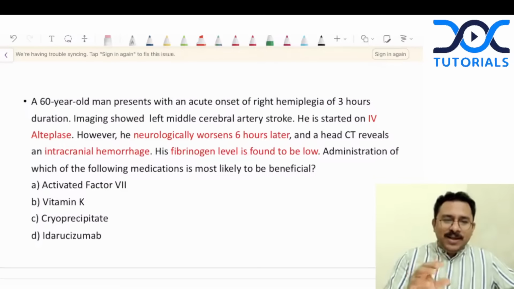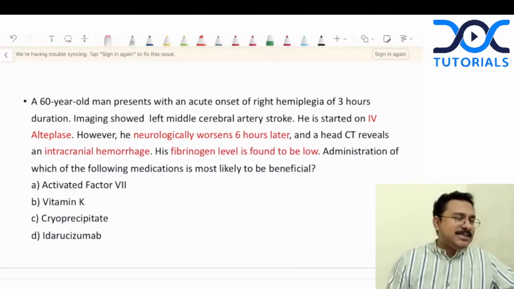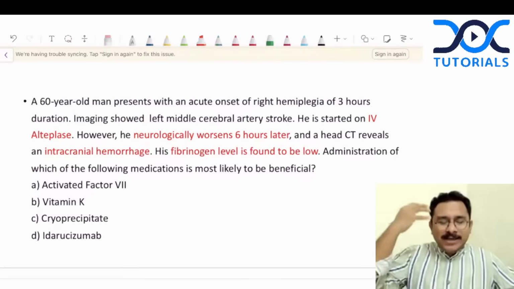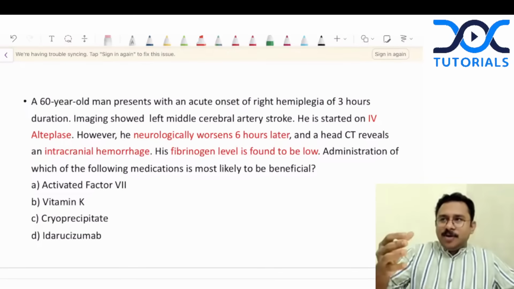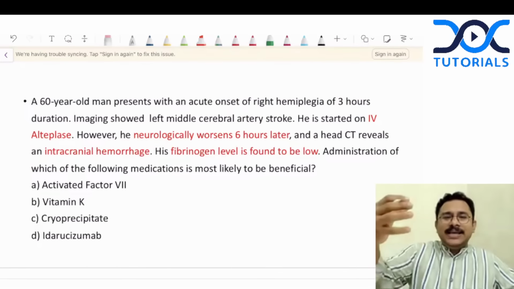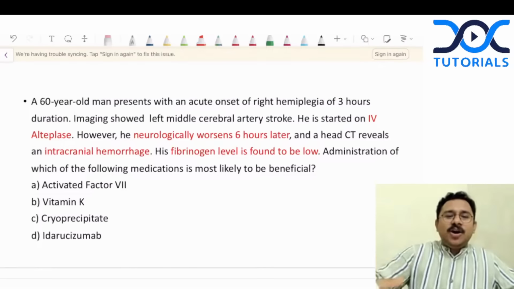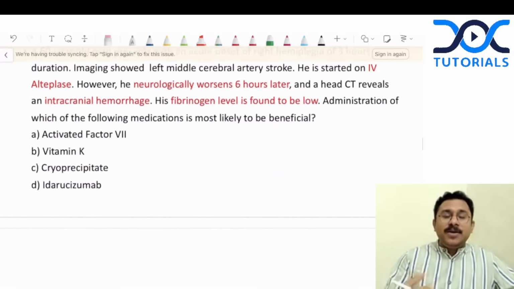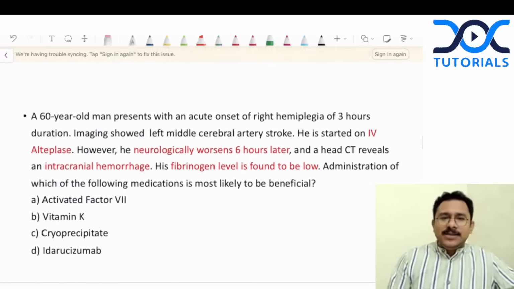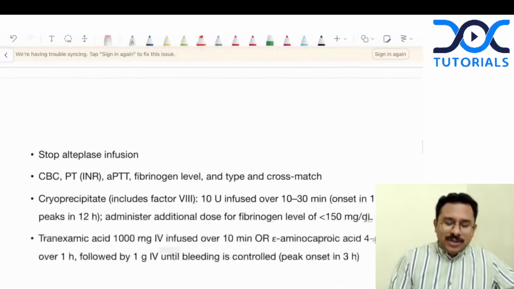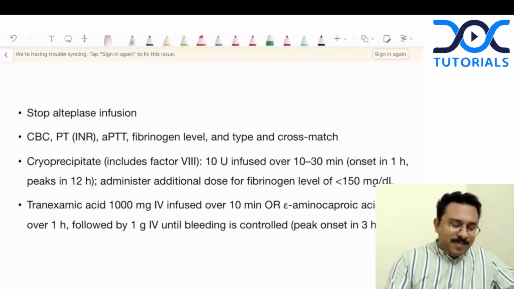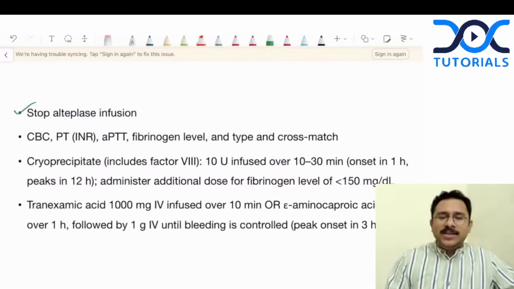Now, if such a complication happens, suppose you are a neurologist and there is one patient you have thrombolyzed, and following thrombolysis, the patient developed a bleed. And obviously, what is the first sign of bleed? You can see in front of you, the patient is having a neurological deterioration. So that is when you suspect, could this be a hemorrhagic transformation because of the thrombolytic agent? That is one problem with the thrombolytic agent. So this can result in intracranial hemorrhage. So if at all you get such a suspicion of an intracranial hemorrhage, number one, what will you do? You will stop the alteplase infusion first.